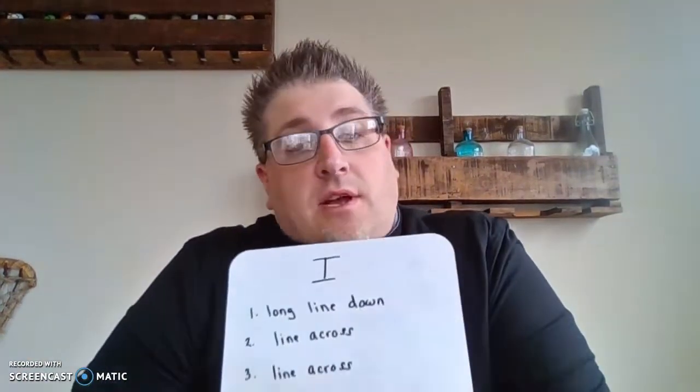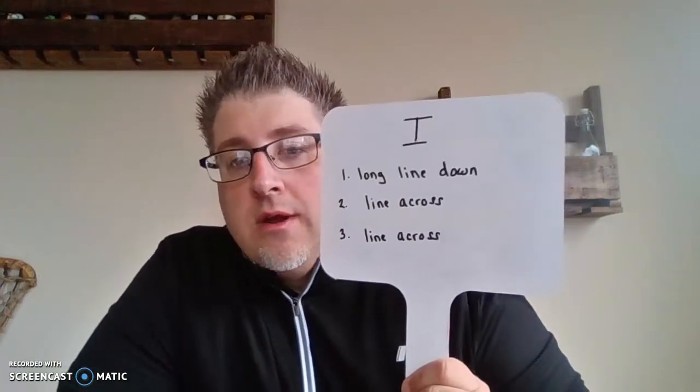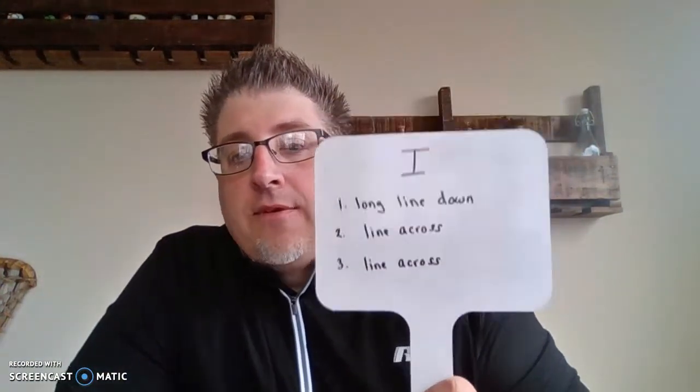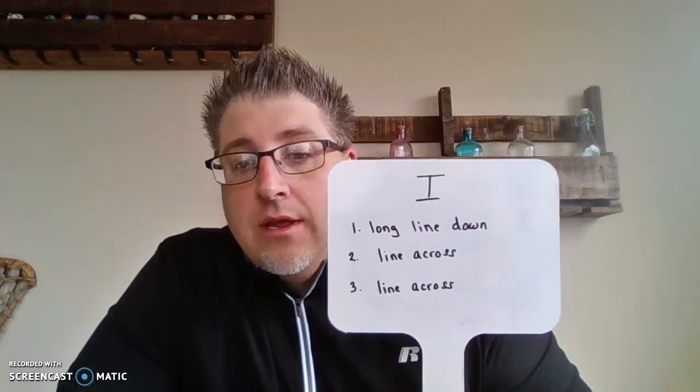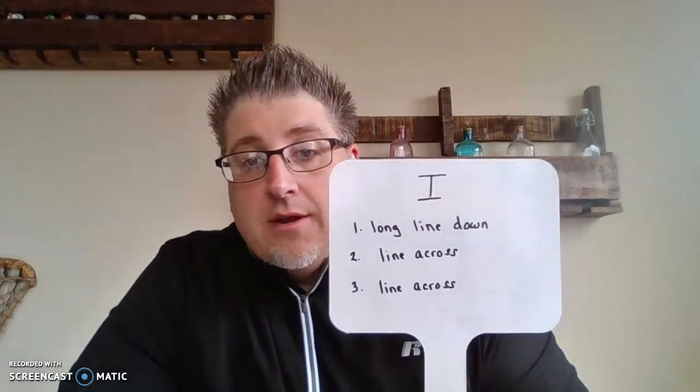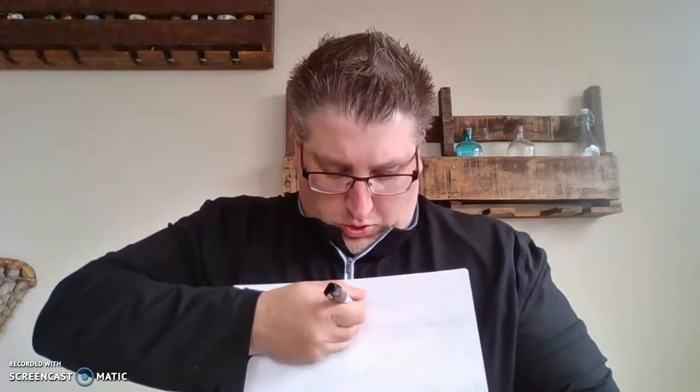So let's start with the first one and this is also a sight word. You guys have seen this one before, the letter I, all right? And for I, we have a long line down, line across, all right? So that is the letter I. I'm going to show you what that looks like, all right? And our rhyme just says, long line down, line across, line across. Say it with me. Long line down, line across, line across. So here we go. We're going to go long line down, line across, line across.